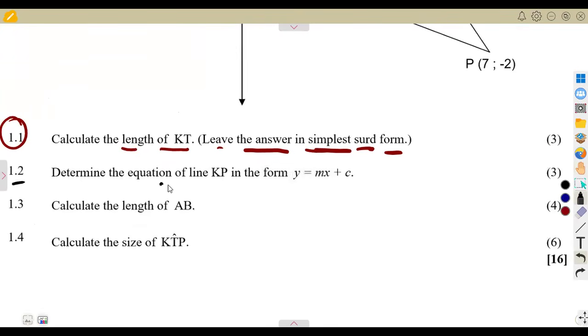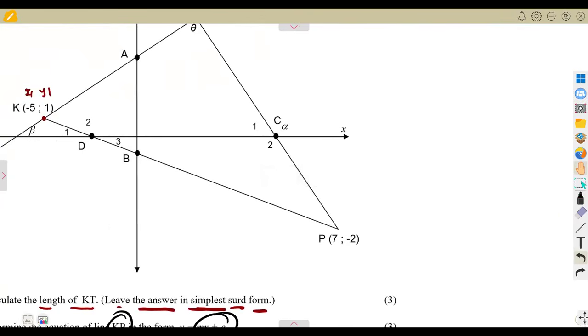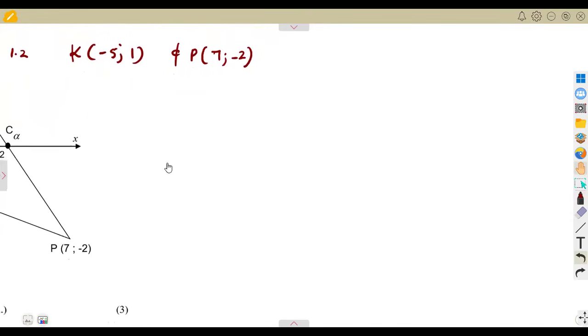1.2: determine the equation of line KP in the form y is equal to mx plus c. All right, K to P. This is point K and this is P. As we know, if you're calculating the equation, you are going to need these 2 points. So you're going to need the point K, which is minus 5, 1, and also the point P, which we are given as 7, minus 2. These 2 points are enough for us to have the equation of line KP. Why?